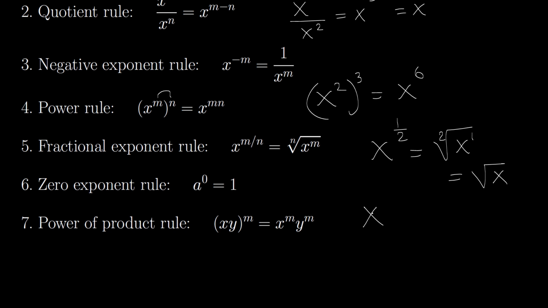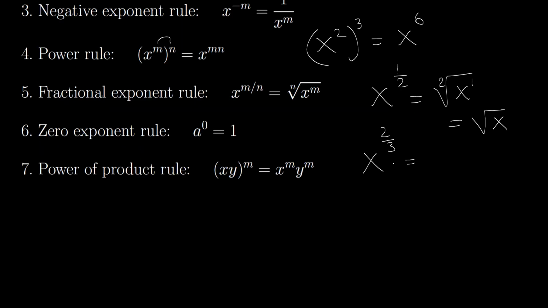Suppose we have, let's say, x raised to 2/3. Then that is in fact, okay, this is 3 on the bottom, so the cube root of x squared. Okay, this is how it works.